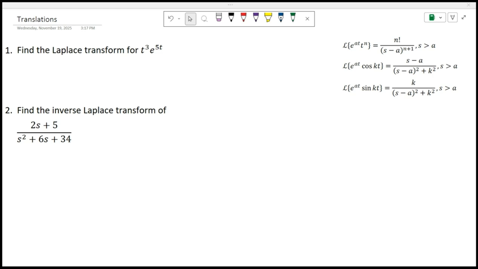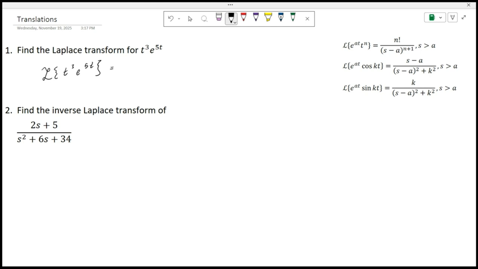So I have a product of two functions. The e to the 5t tells me that I can use a translation formula to apply that Laplace function. And I have my translation formulas up in the top right corner to help me out with this. These are not worth memorizing. They're great just to have handy when you need to use them. Okay, so I want to take the Laplace of t cubed e to the 5t.